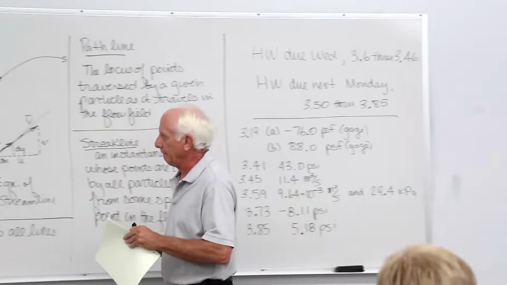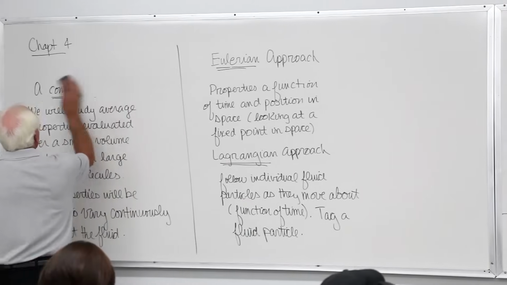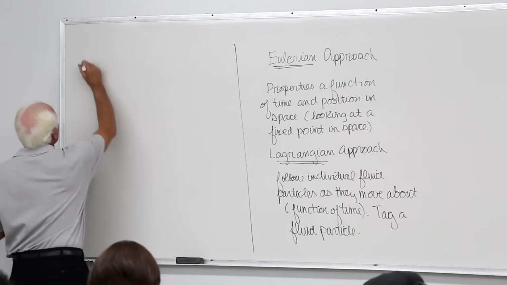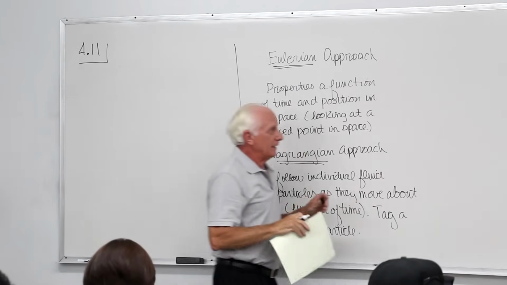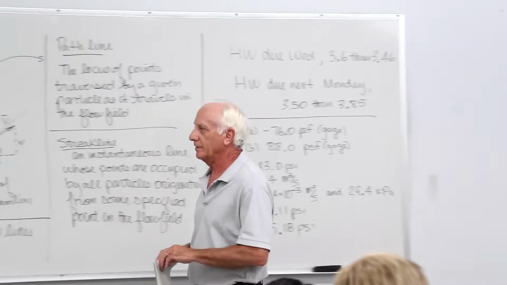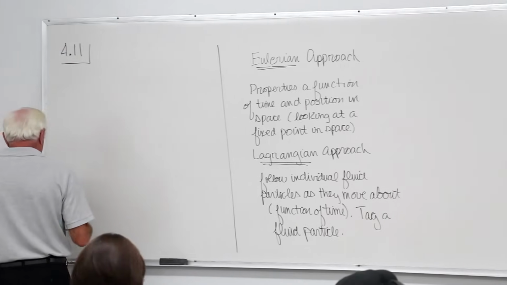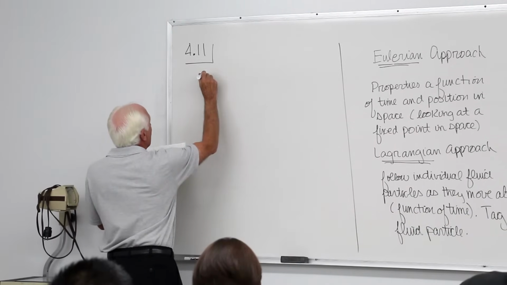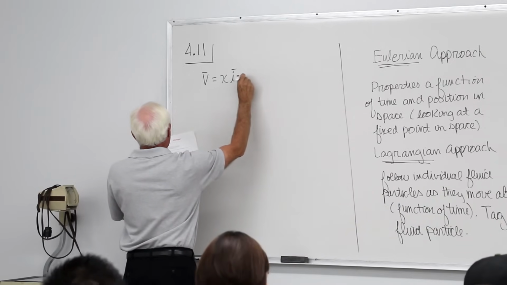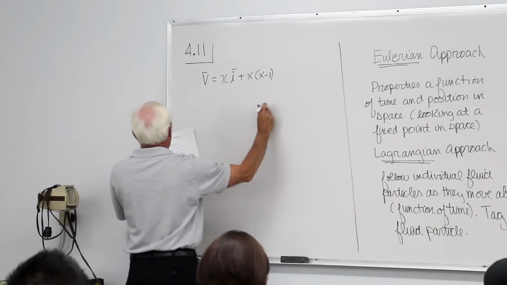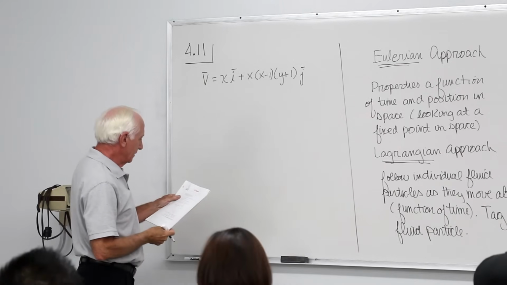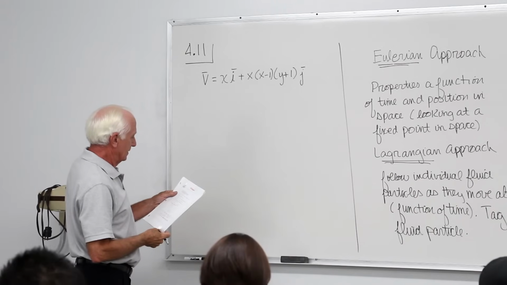Okay, let's take a look at an example then. Maybe I'll erase this. That's okay. We'll put it over here. Let's see. We'll do 4.11, and let's check that. You got 4.12 for homework, so it's similar to 4.12. The velocity field is given by this. It's a two-dimensional velocity field, I and J. Okay, x minus one, y plus one, right.